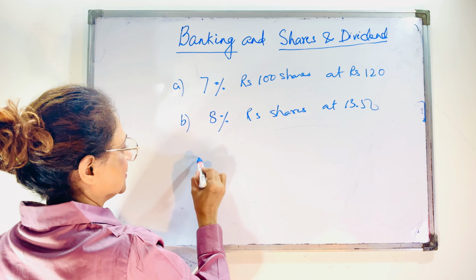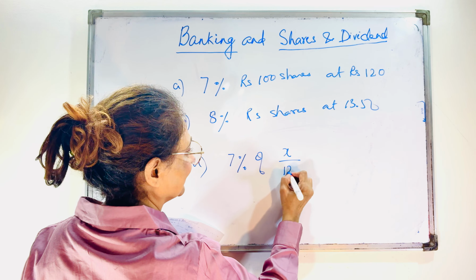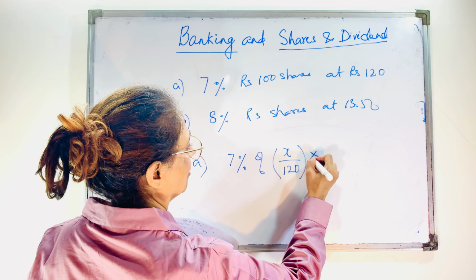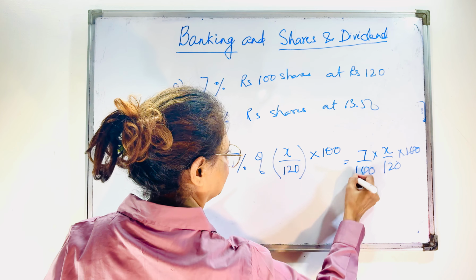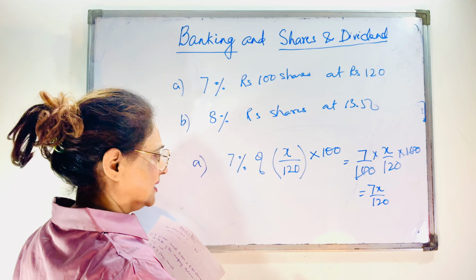Now suppose a person is investing X rupees. He will get 7%. He has invested X rupees, bought it from the market. This is his number of shares. Company will give on the price they had declared. This is what he gets. So how much is that? 7% of X by 120 times 100. 7x by 120. That's the amount he gets.